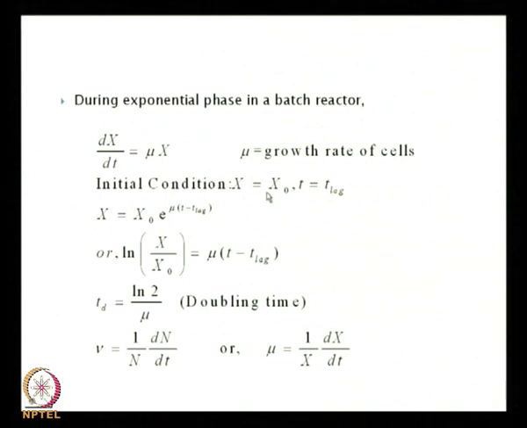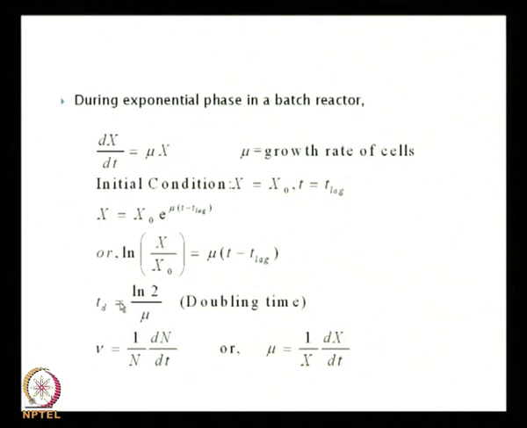That is your starter, when you are making the curd or the yogurt. The amount of microorganisms or yeast that you put in at the starting, that is your x naught, fine. So, up to t equals t lag there is no increase in the cell number. So, x equals x naught e to the power mu (t minus t lag), and once you integrate it you get this. Now, what we are interested in is the doubling time.